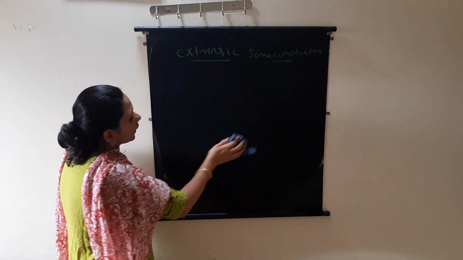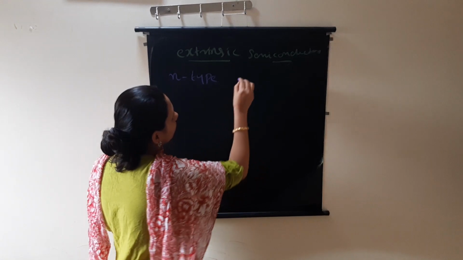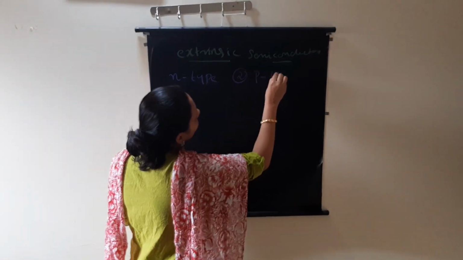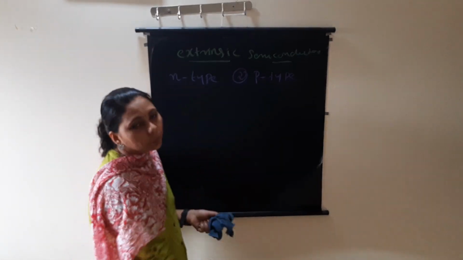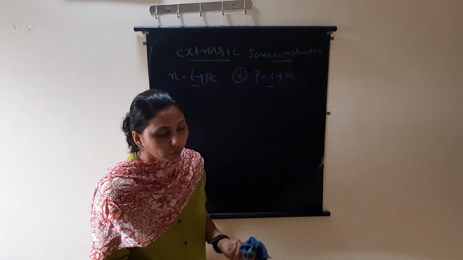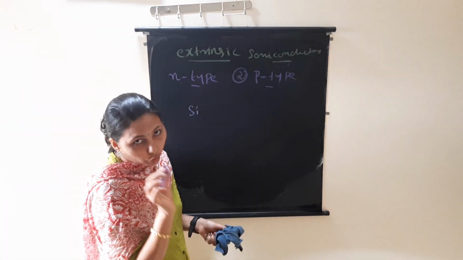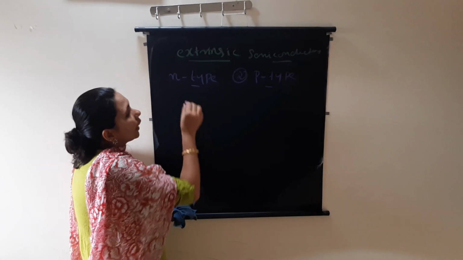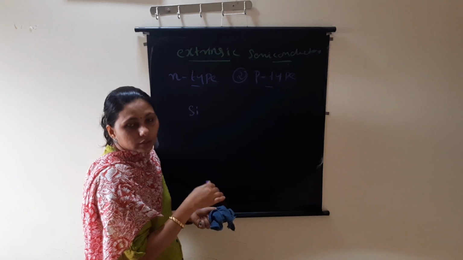First one is N-type extrinsic semiconductor, and the second one is P-type extrinsic semiconductor. Okay. So what is N-type and what is P-type? For example, we know silicon is our intrinsic, that is the host. So if you are adding N-type, in this case we are doping with phosphorus. Phosphorus you can use, arsenic or antimony, I am showing with phosphorus.